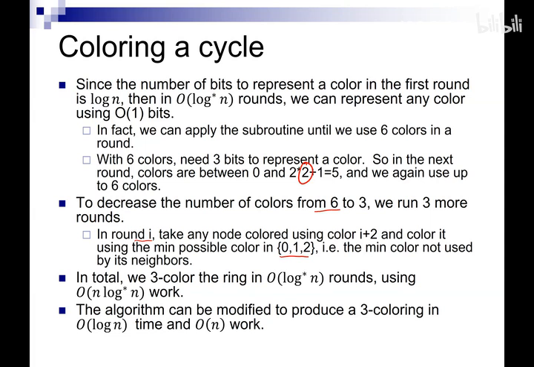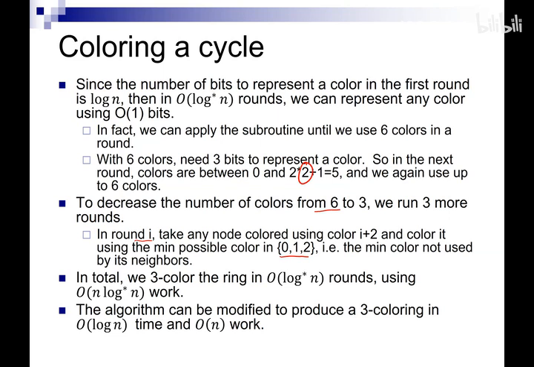Now, this is actually not a work-efficient algorithm, because if you try to 3-color the ring sequentially, you can just do it in n time. So the work that you need is only n in that case. But it turns out that we can modify the previous algorithm so that we can produce a 3-coloring, but now we're going to take order log n time, but we're going to do linear work.